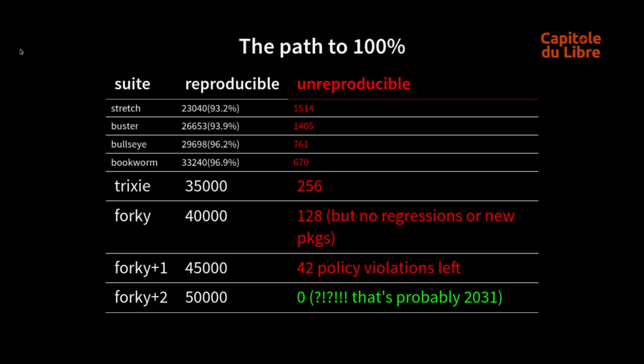We have whatever between 300 or 500 unreproducible packages in Trixie, and we get slower by not allowing regressions, not allowing new packages, and eventually in Forky plus 2, which is still some years ahead, we might get to 0%. Whether it's Forky plus 2 or Forky plus 3, I don't care, but I want to get to 100%.